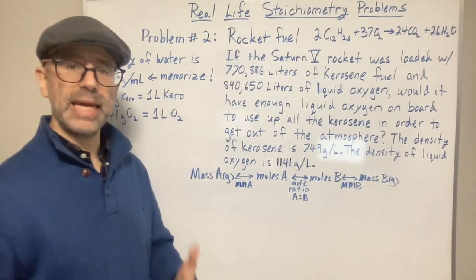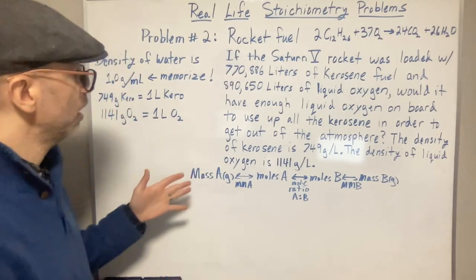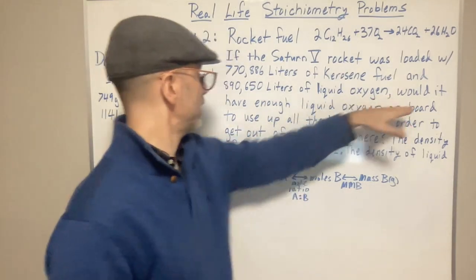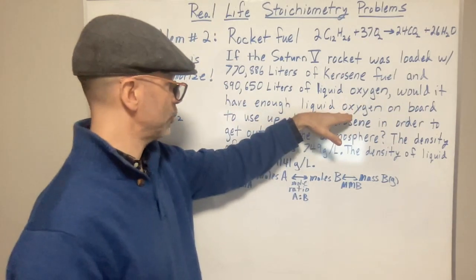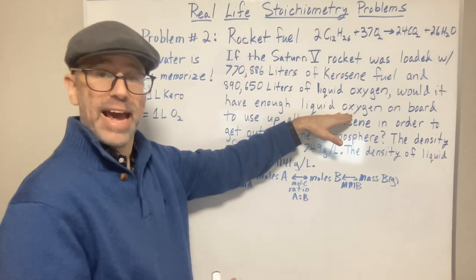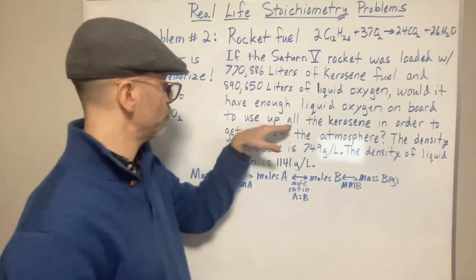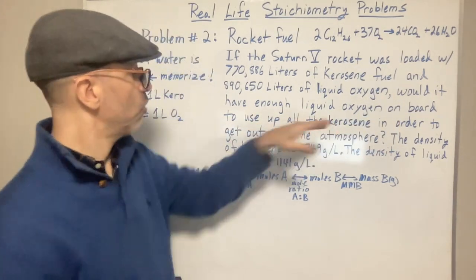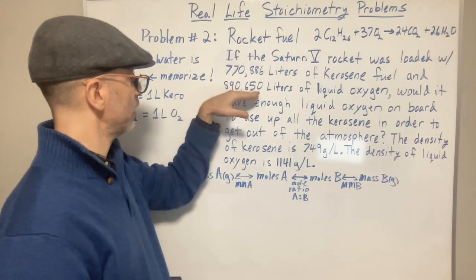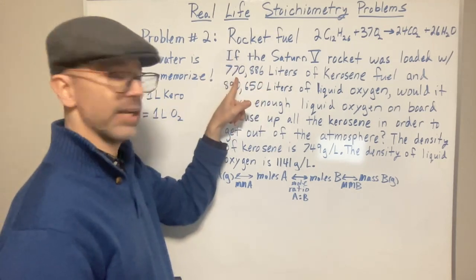Okay, so the next thing is, where do we begin and where do we end? And again, the beginning of the question is the end of the problem. So where's our question? The question is, would it have enough liquid oxygen? So we want to know how much liquid oxygen does it have? So would it have enough liquid oxygen on board to use up all of the kerosene? So we know how much liquid oxygen they gave us. So we have 890,650 liters.